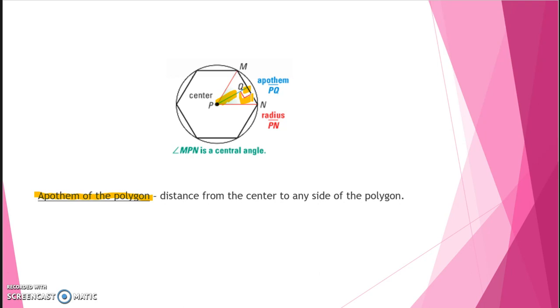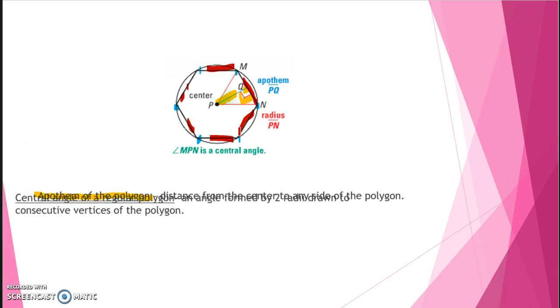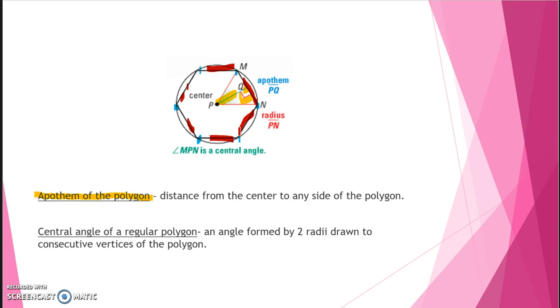The one thing that people do get confused is that the radius always goes to the vertex of the polygon, and the apothem goes to the midpoint of a side of the polygon. You have to be aware of the difference between the radius and the apothem, because you might be given one of the lengths and not the other. It's going to be important to know which is which when we get to the formula on the next slide. The last part is the central angle, which is the same as the central angle of the circle.